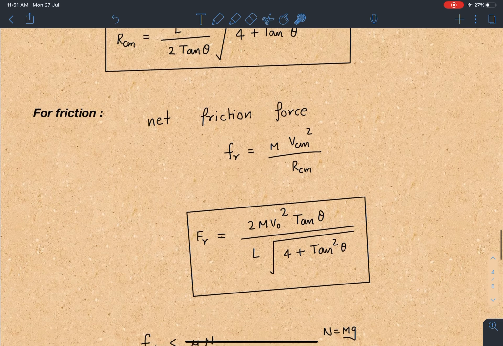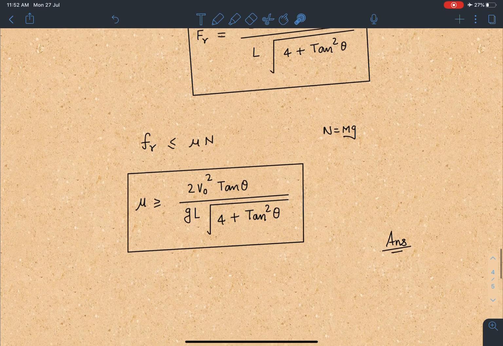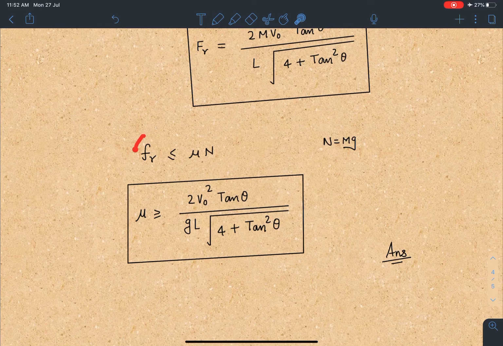And the next part is the coefficient of friction. I can say this total friction force must be less than or equal to mu into N. This N is the combined N. So when I substitute the values, N is mg here, and the friction value we have calculated from here. So I should get, for no slipping, mu must be greater than 2 v naught square tan theta divided by gL times root of 4 plus tan square theta. This is going to be the answer for this question. It was a very simple one, but a slightly different application of this concept.